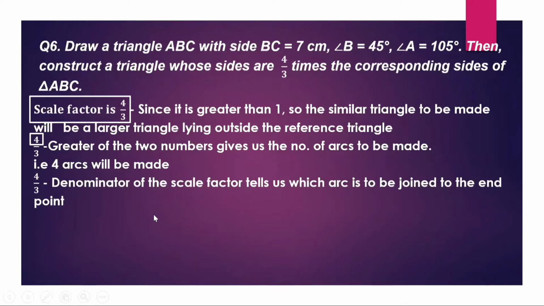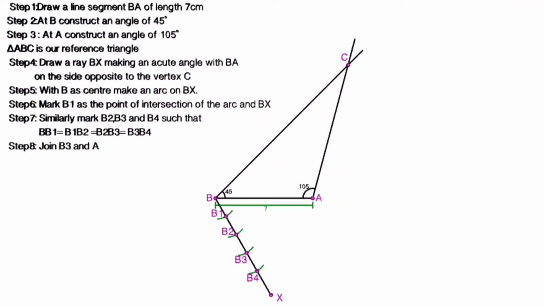So here the denominator is what? Denominator is 3. That means the point of intersection of the third arc with the line is going to be joined with the endpoint. So B3 will be joined to the endpoint. Let us go back to the construction. So our next step is that join B3 to A. So I take my ruler and I join B3 to A.